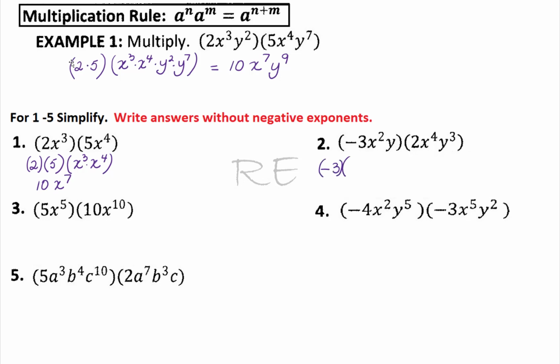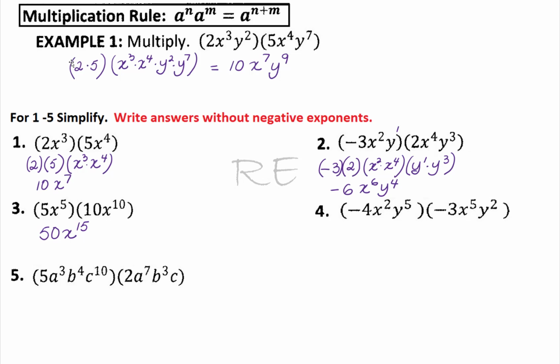Rearranging the factors, negative 3 times 2, and then x to the 2nd times x to the 4th, y to the 1st times y to the 3rd. Now, negative 3 times 2 is negative 6. 2 plus 4, 6, x to the 6. And 1 plus 3, 4. Remember, when there's no exponent, the exponent is 1. It's understood. 5 times 10, 50.